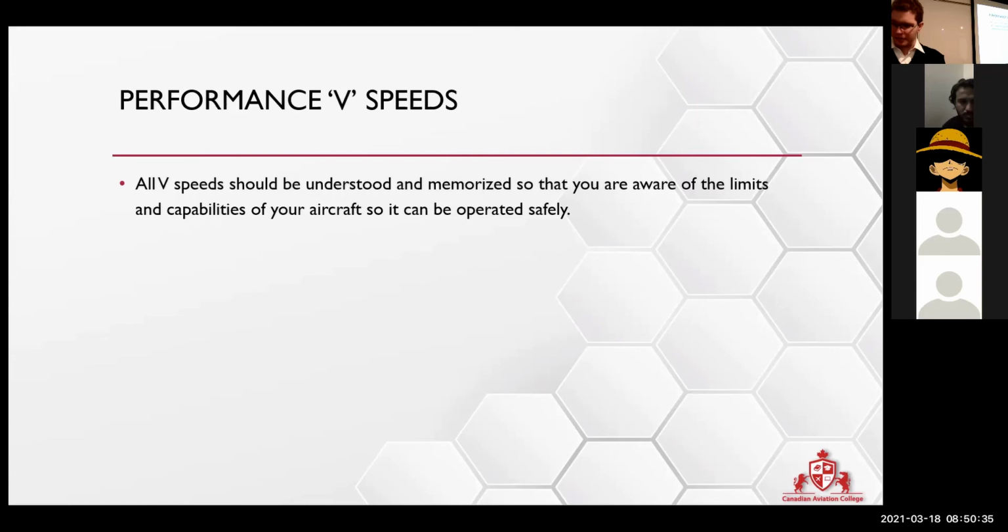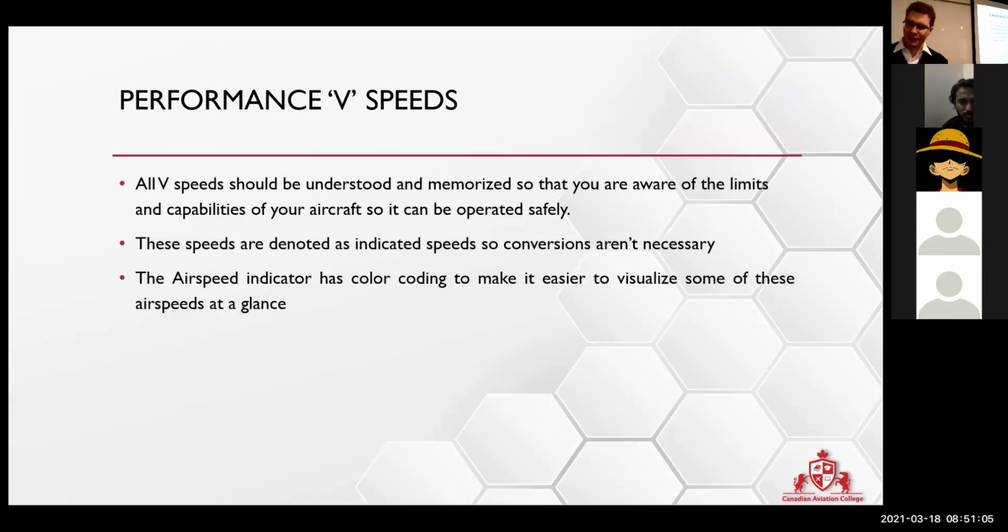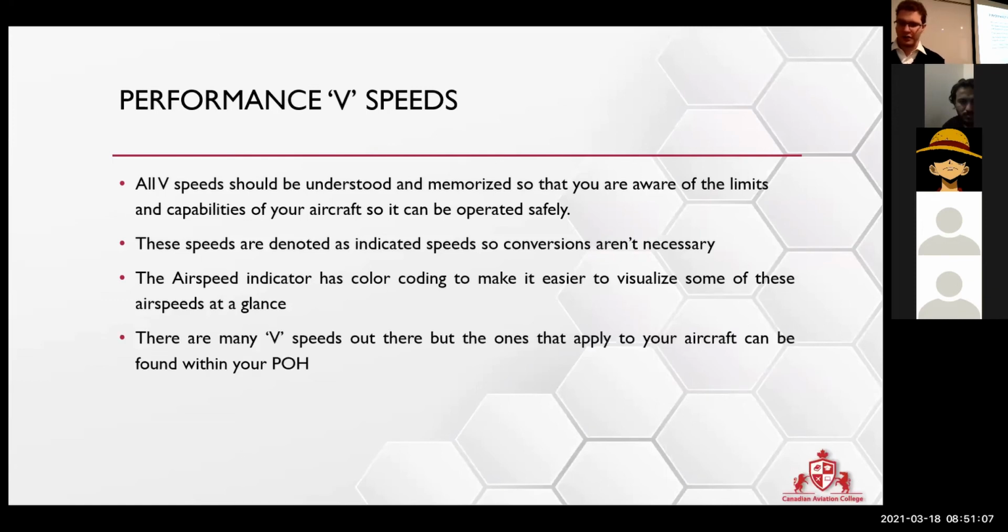Performance speeds. All the aircraft have speeds that we should understand and memorize, so that you are aware of the limitation and capability of your aircraft, so it can be operated safely. Do not open your aircraft, that's just weird. These speeds are denoted as indicated speeds, so conversions are not necessary. The airspeed indicator has color coding, like we already saw in the picture, and it will say it also in the POH and such.